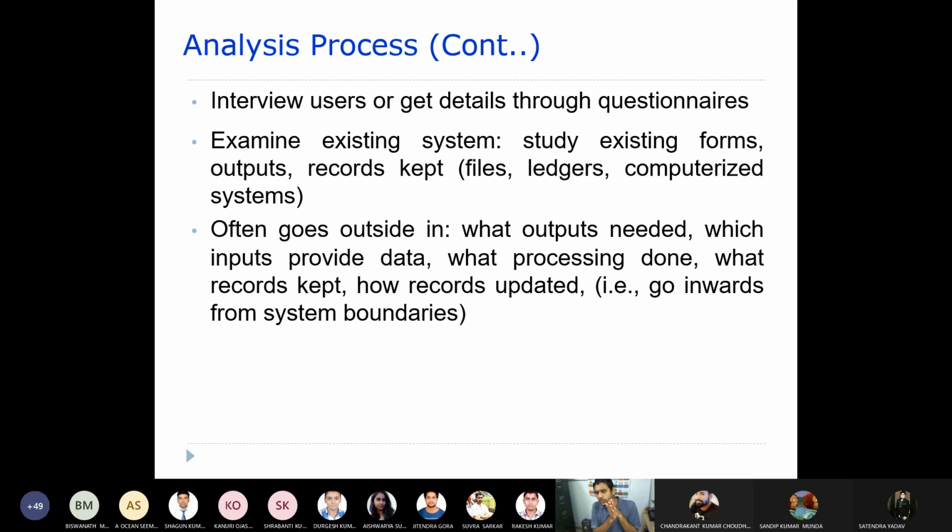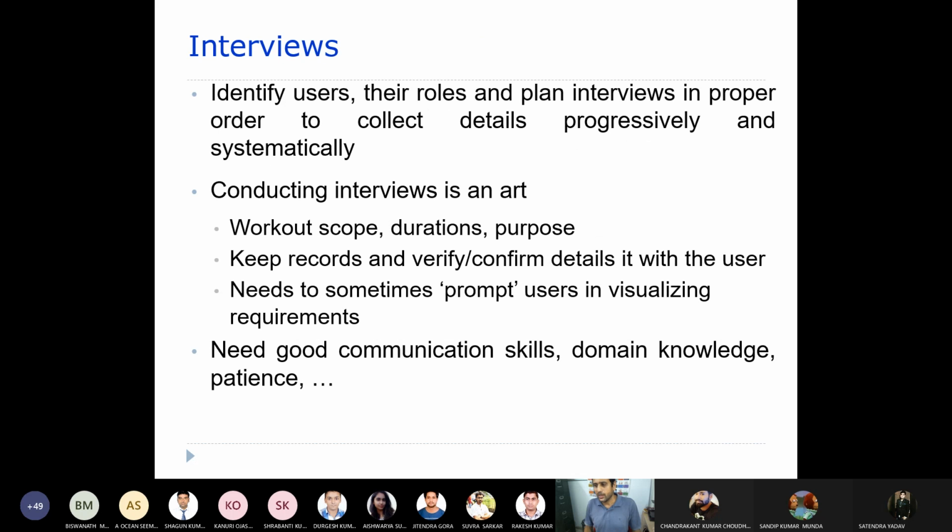So first input and output, then you go into the processing, and then we talk about what records are kept. After this processing, what sort of records or files do you need to store? How can these records be inserted, and how can these records be updated? So slowly we are going from the system boundary to the inside of the system. This is the way that we follow this analysis process.